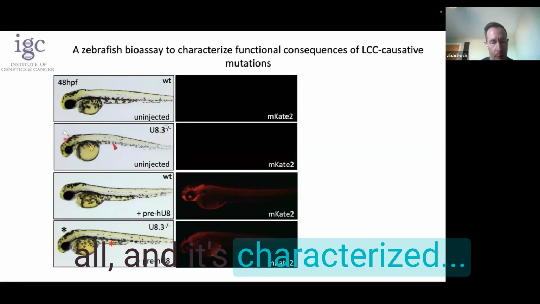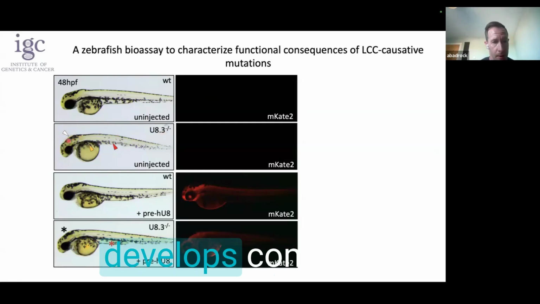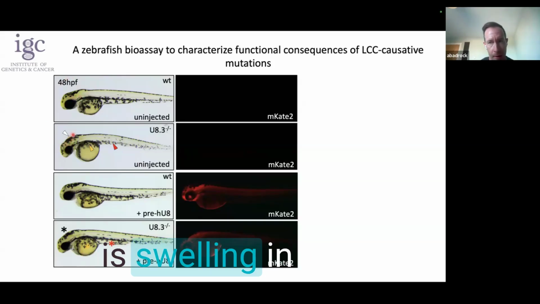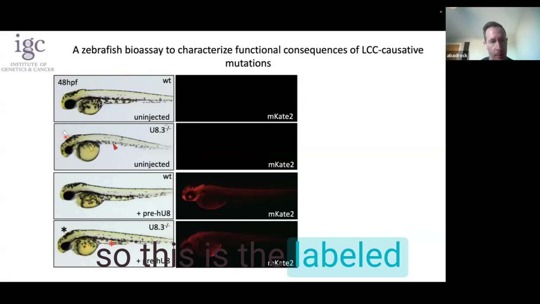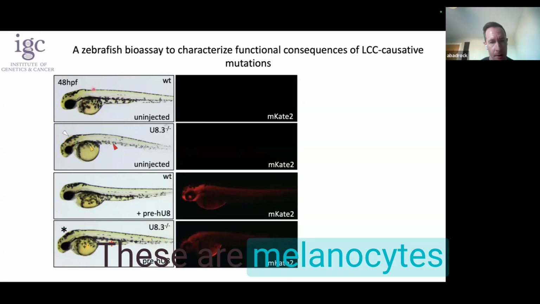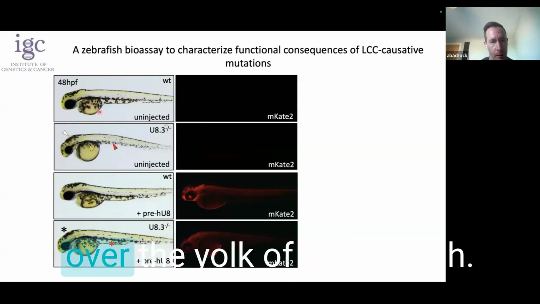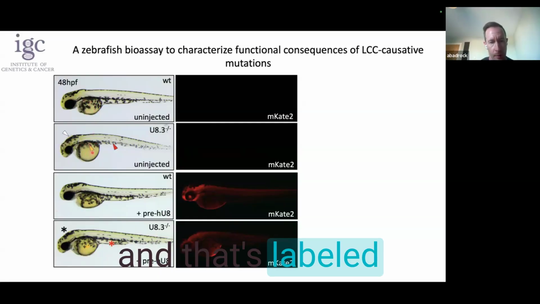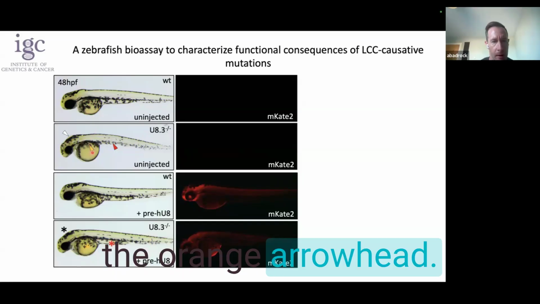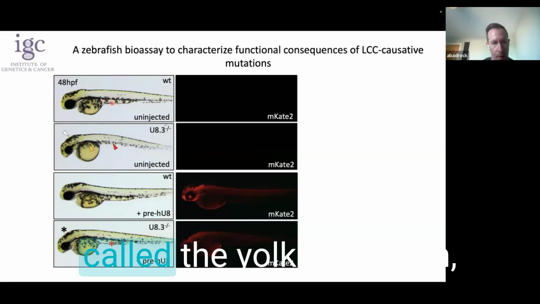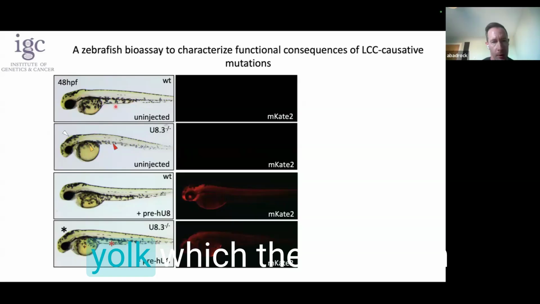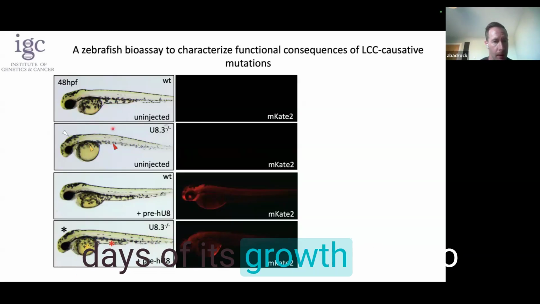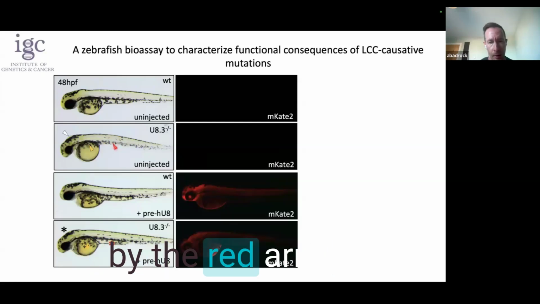It's characterized by what it develops, compared to the wild type embryo, after 2 days of growth: swelling in the brain, labeled by the white arrowhead. These are melanocytes, pigment cells that migrate over the yolk of a zebrafish. These no longer migrate, and that's labeled by the orange arrowhead. And then this structure here, called the yolk extension, which forms part of the yolk which the zebrafish feeds off for the first 5 days of its growth, fails to form, and that's labeled by the red arrowhead.